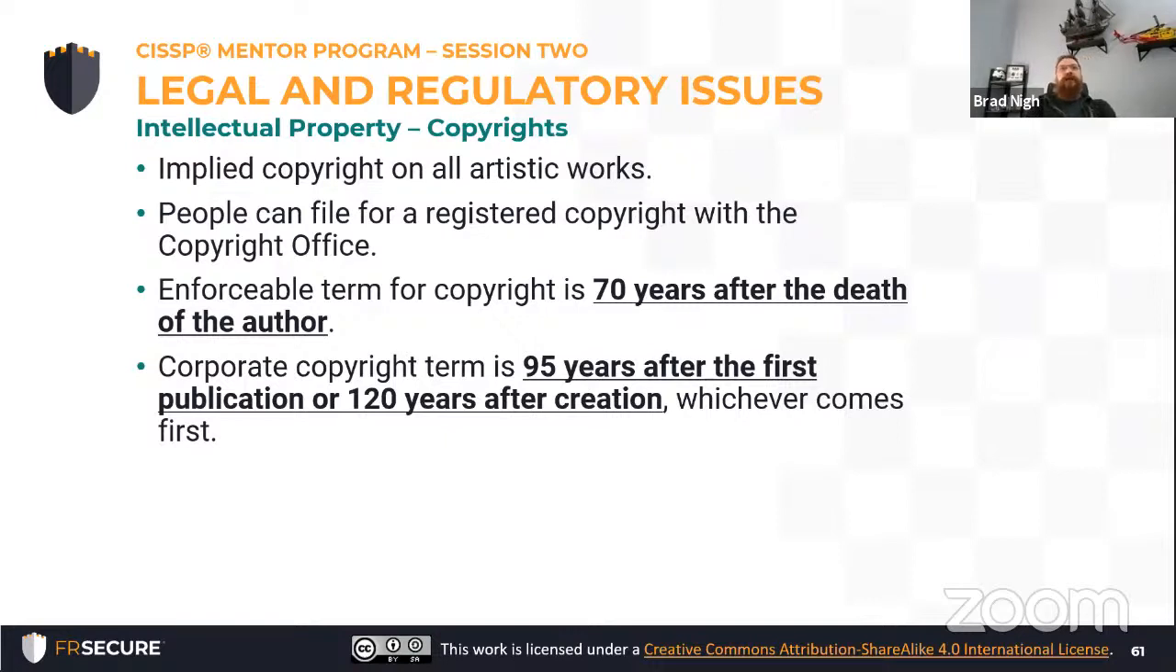Copyright is 70 years after the death of the author. So this is the Disney rule, the Mickey Mouse rule. It keeps getting pushed because Disney keeps pushing to extend the copyright so they don't lose rights to Mickey Mouse. Corporate copyright is 95 years after the first publication or 120 years after creation, whichever is first. So if you create intellectual property but don't publish it, you own the copyright for 120 years. If you publish it, you get 95 years from the date of publication, whichever is first.